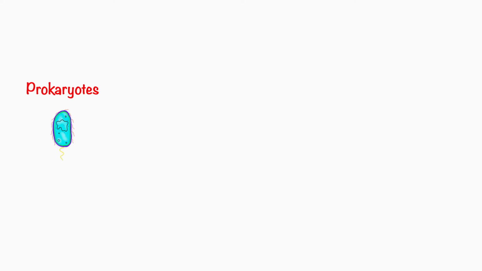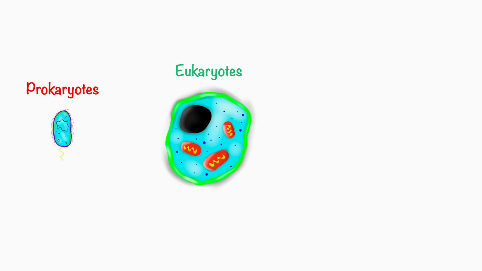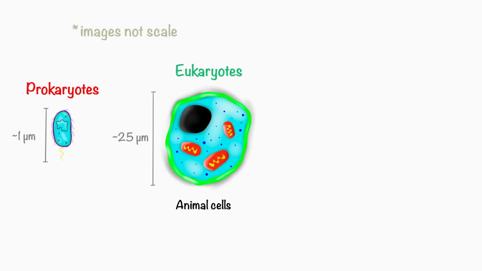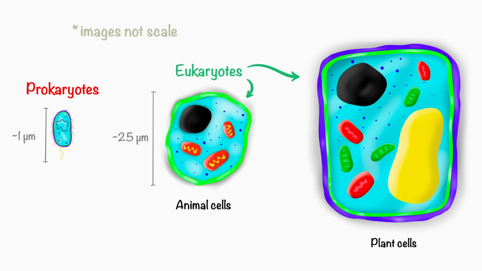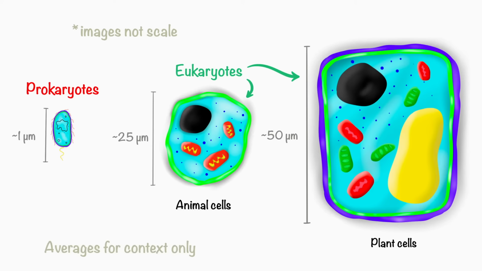So, prokaryotic cells are smaller than eukaryotic cells, with an average size of around 1 micron depending on the bacterial strain. Animal eukaryotic cells are larger at around 25 microns on average, and plant eukaryotic cells can be even larger at approximately 50 microns. These are averages and will depend on the specific organism and cell type.